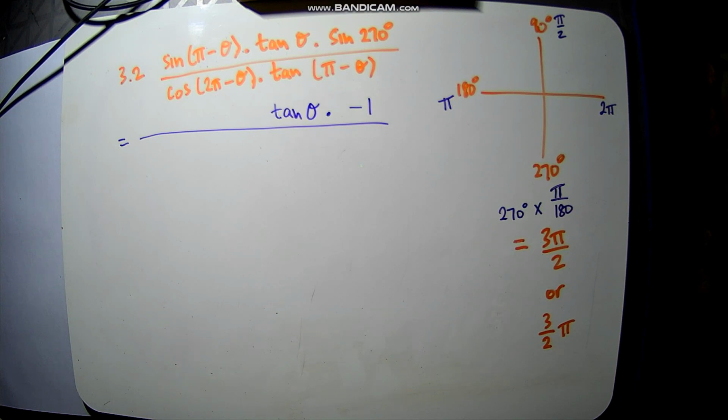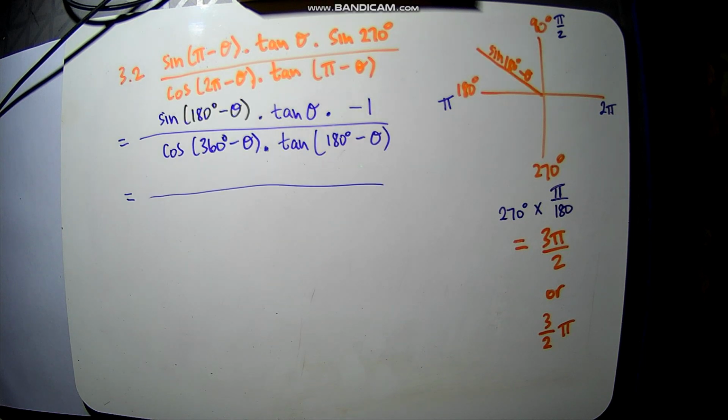Wherever we see pi, we can put 180 there. And where we see 2 pi, we can put 360 there. So let's start with sine 180 minus theta. Sine 180 minus theta is in quadrant 2. That's the sine quadrant. Sine is positive.